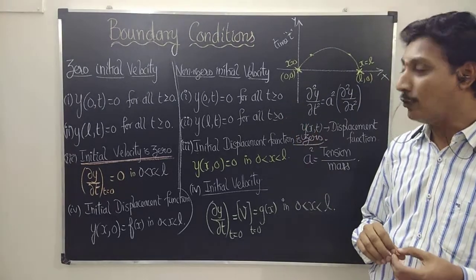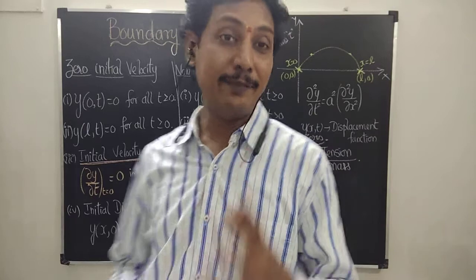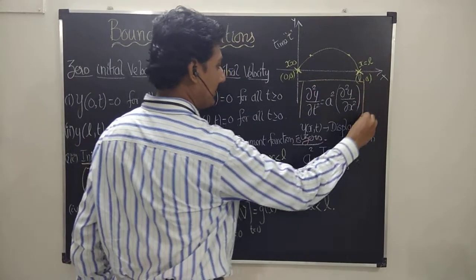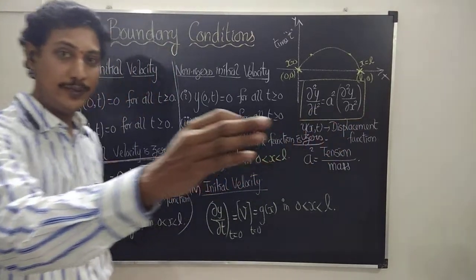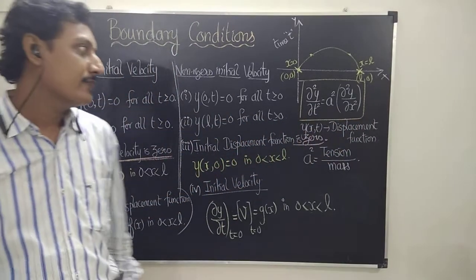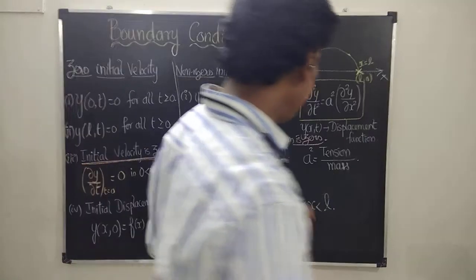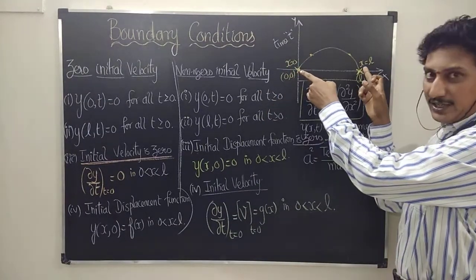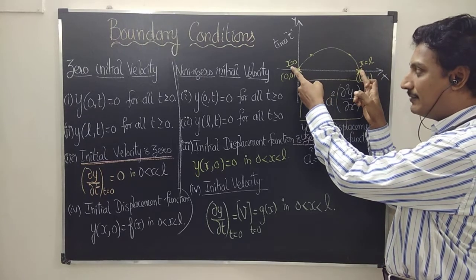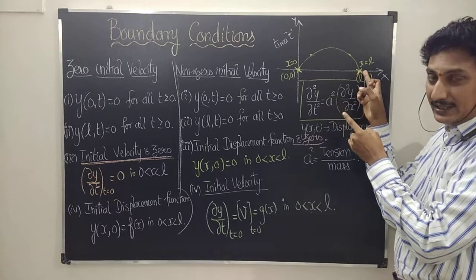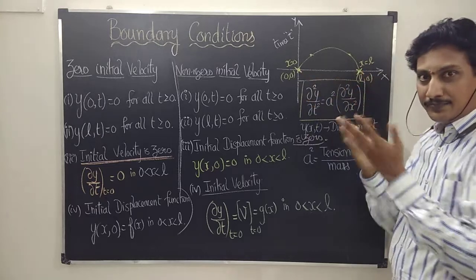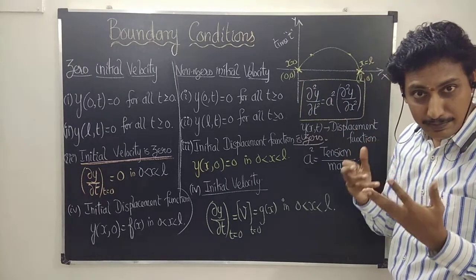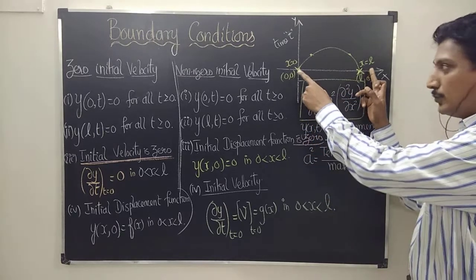What are the boundary conditions for the one-dimensional wave equation ∂²y/∂t² = a² ∂²y/∂x²? In the one-dimensional wave equation, the string is fixed at 2 points, that is x equal to 0 and x equal to l. Fixed means there is no vibration, there is no displacement at all at these 2 points.